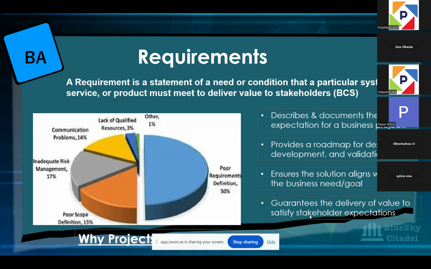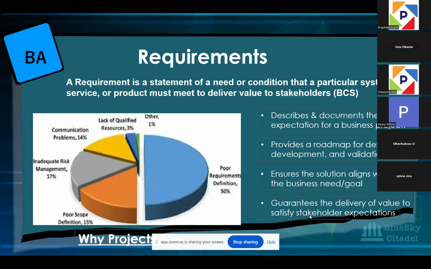And as BAs, it is our bread and butter. That's the ground floor. Any project you're going into, it's just the air we breathe. It's just a requirement. So a requirement is basically, remember I kept talking about business needs, a clear statement of that business need or that condition that the product or the service must deliver to its stakeholders. I'll define what stakeholders are, but just a one statement definition of what a requirement is.